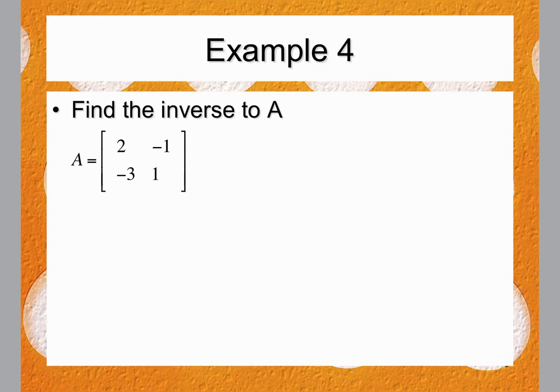Okay, so find the inverse of A. I'm gonna take this and I'm gonna rewrite it. 2, -1, -3, 1. And then I'm gonna write what I want it to be next to it. 1, 0, 0, 1. It is all one matrix. So whatever I do to the row on the left, I gotta go all the way across with the row.